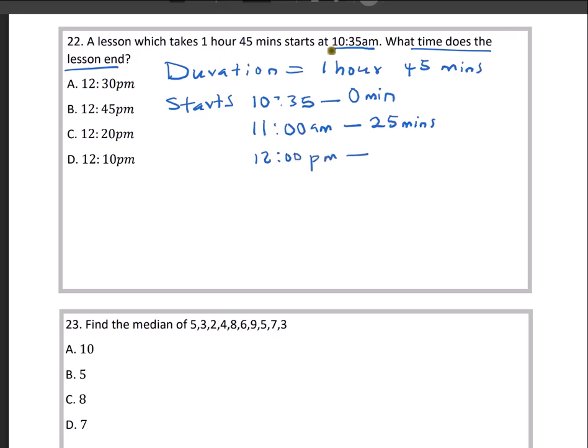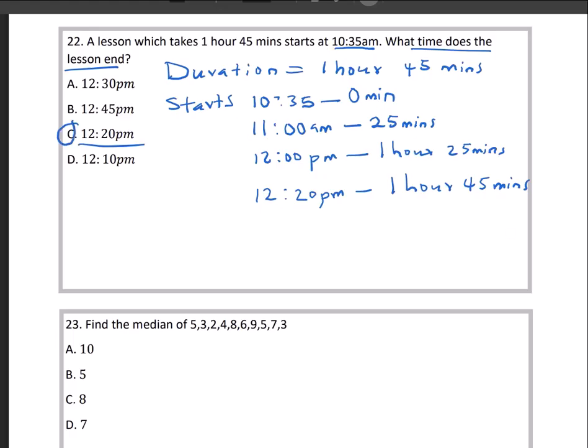By 12 p.m. that's an additional 1 hour. So we're going to be having 1 hour 25 minutes. So we just need 20 minutes to make it up to 1 hour 45 minutes. So let's do 12:20 p.m. That will now give us 1 hour 45 minutes. So by breaking it down bit by bit, you're able to figure out the answer. The right option is option C.